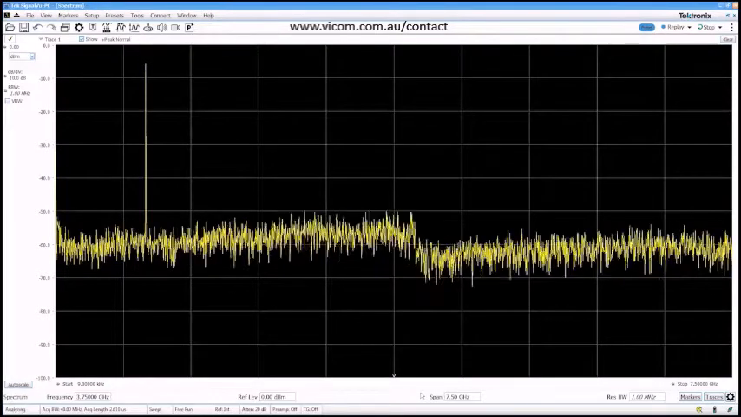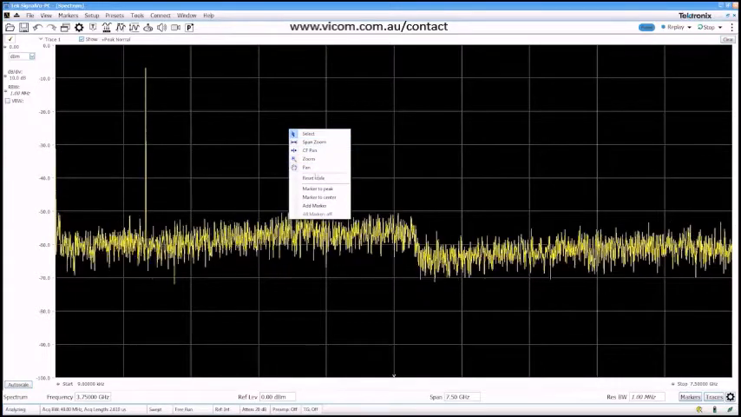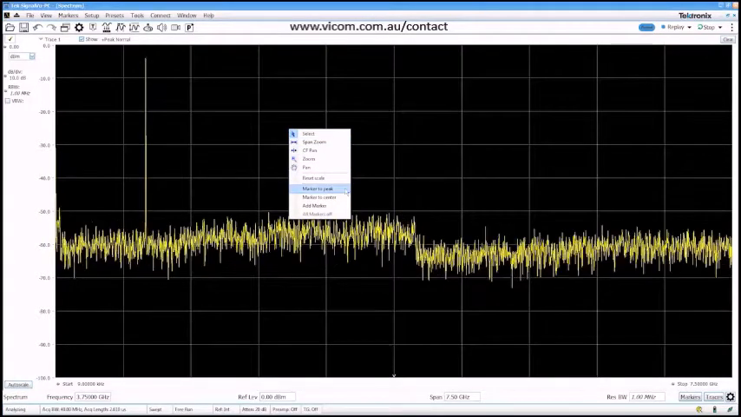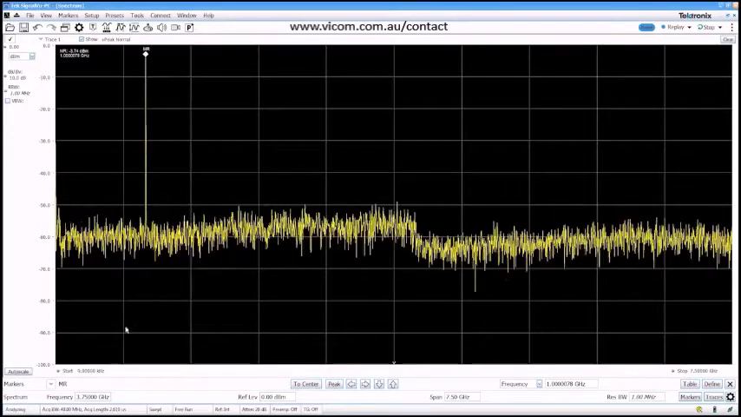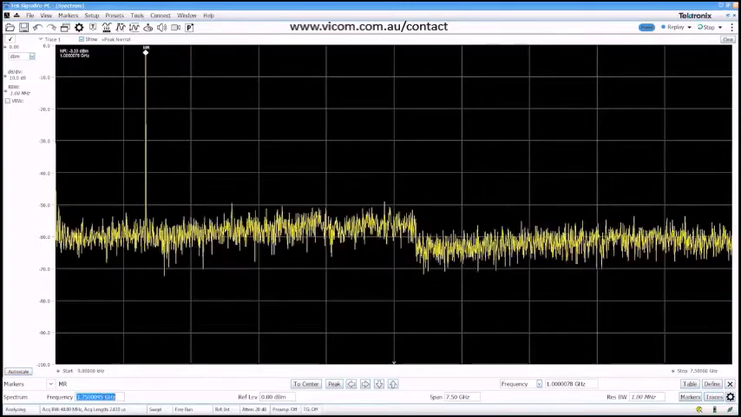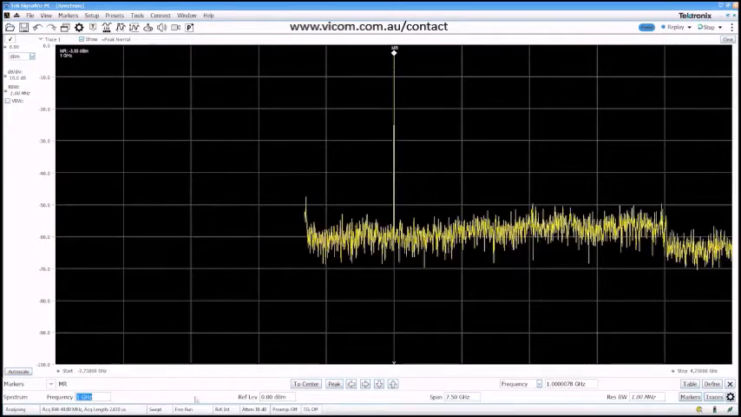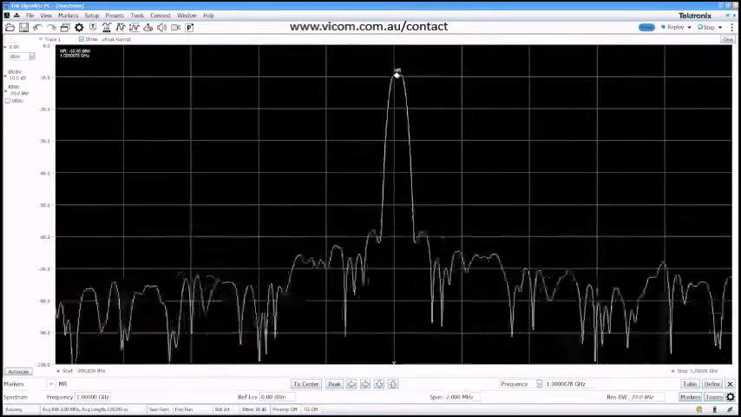I can then use a marker to find my signal. I'll right-click on the spectrum display and select Marker to Peak. Looks like my signal's at 1 GHz. Now I'll change my center frequency to match that. Reduce the span to 2 MHz, and change my RBW to 1 kHz.